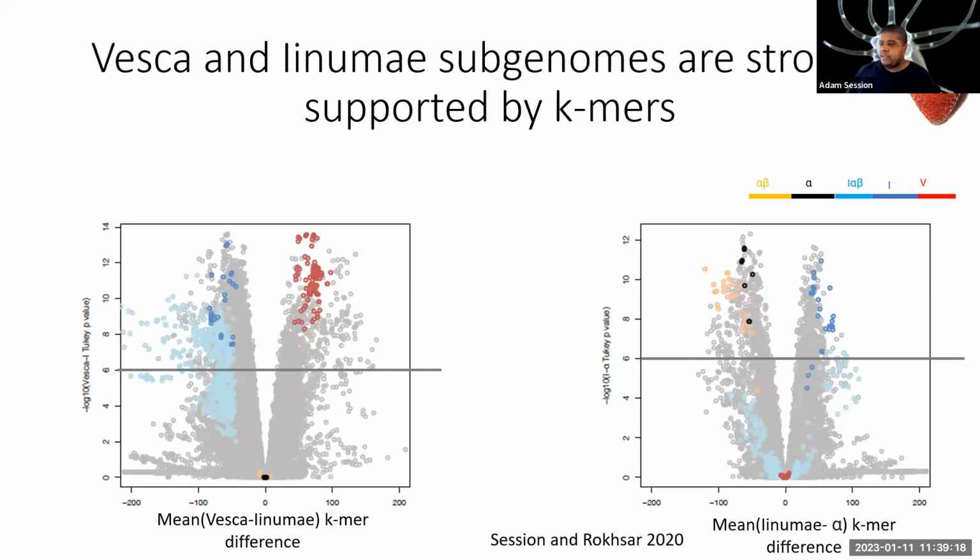And so again, we are looking at volcano plots here, where the x-axis is the mean K-mer difference, in this case Vesca minus Iinume, or Iinume minus alpha. The y-axis is negative log 10 Tukey p-value. Using Vesca and Iinume as an example, the red K-mers here are the V K-mers. Those you can see are higher in Vesca. The Iinume and I-alpha-beta K-mers are higher in Iinume. And the things that separate alpha and alpha-beta from the others are not significant when comparing Vesca and Iinume, as you might expect. And you find a similar pattern when comparing Iinume and alpha.